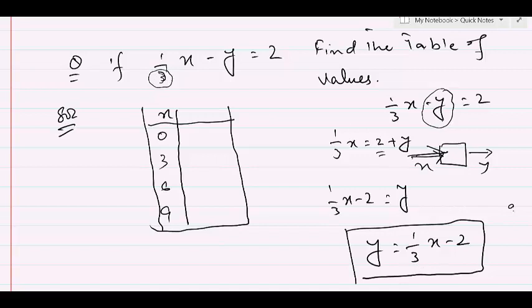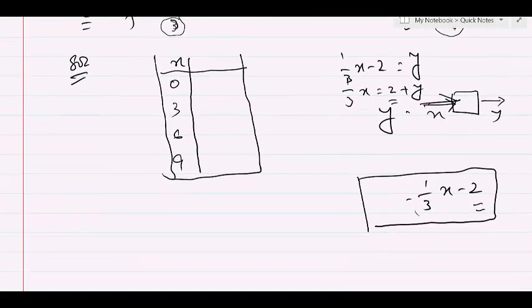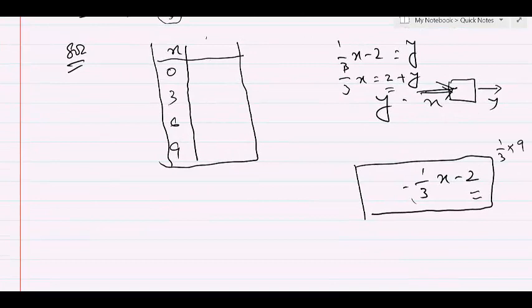So if the incoming value was 9, it will first get divided by 3 because of this. So first divide by 3: 9 divided by 3 will give us 3, and then 2 is taken away from it. So 9 divided by 3 will give us 3, and if we take 2 away from it, it will give us 1. Therefore, we use this rule of transformation here, and we will calculate the values.